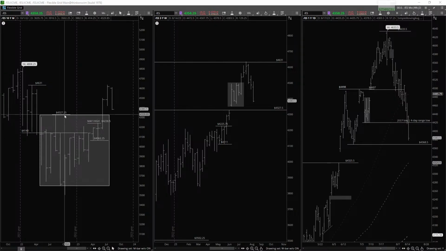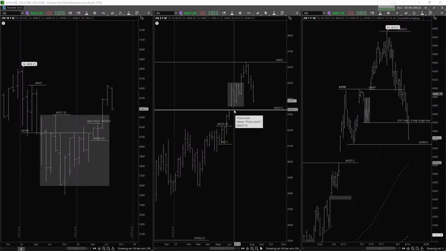The next relevant reference in the bigger time frame is this 43.27, because it's the high of this range. This is the breakout, and this breakout here coincides with the day where this contract started to trade. It is reflected here as well, and it is reflected here as well.